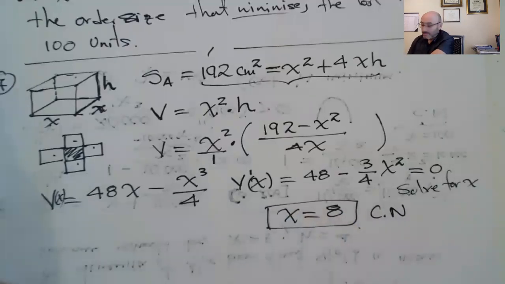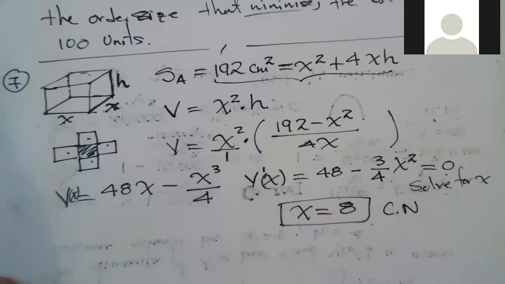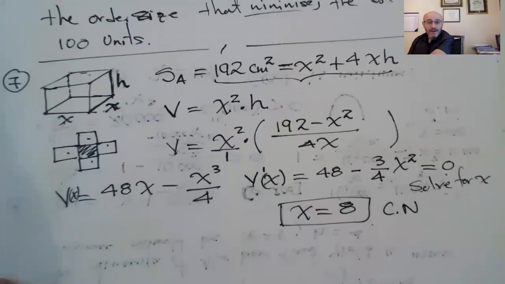That's my critical number. What does CN mean? I'm sorry? What does CN mean? Critical number. What does that mean? It is the value that makes the first derivative 0. Okay. Okay, that's a critical number.